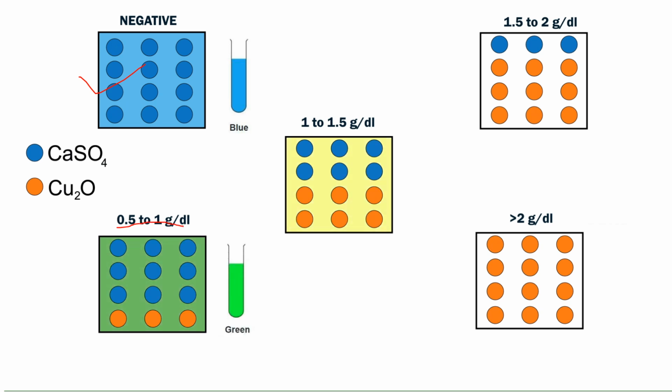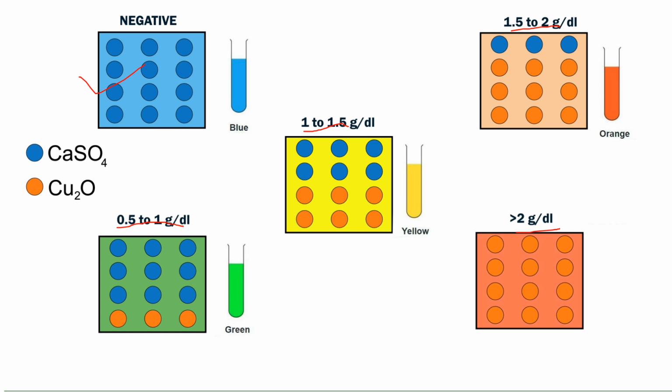Now if we increase it more, that is 1 to 1.5 grams per dl, it will give you a yellow color. Then if the concentration is 1.5 to 2 grams per dl, it will give you an orange color. Whereas if the concentration is greater than 2 grams per dl, it will give you the brick red precipitate that we got in the test that we have done.